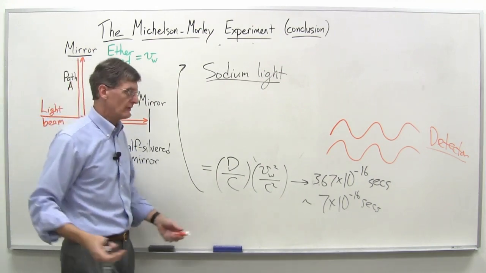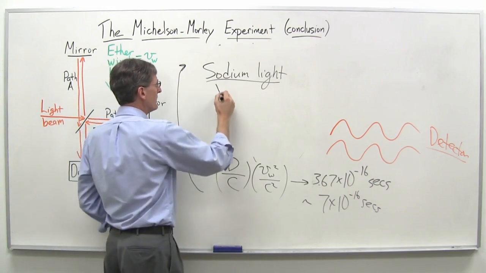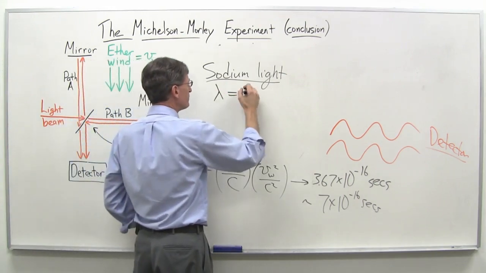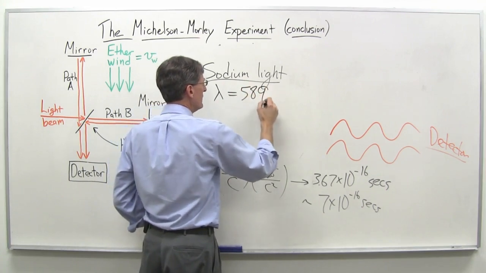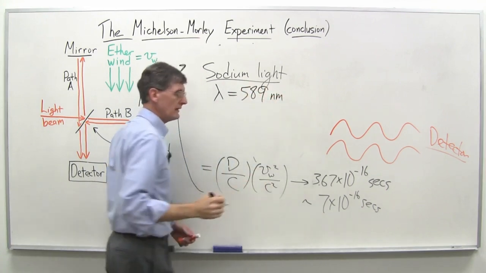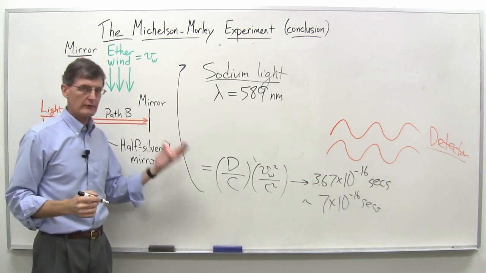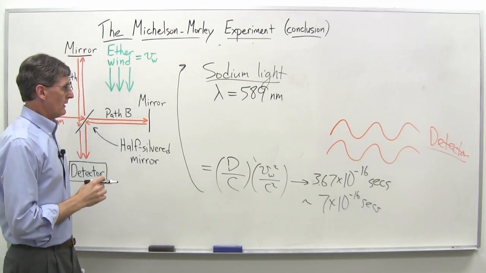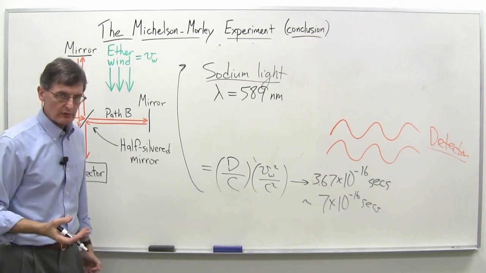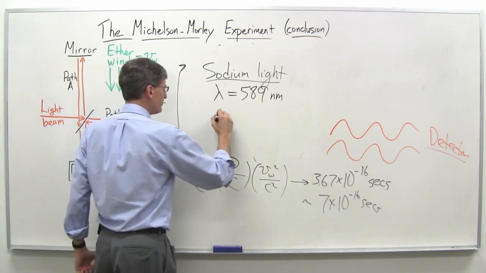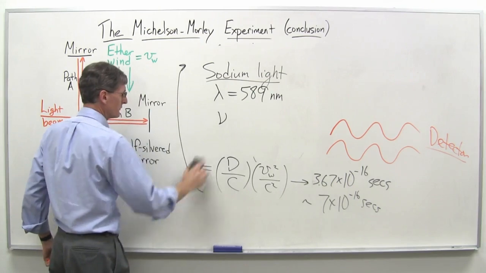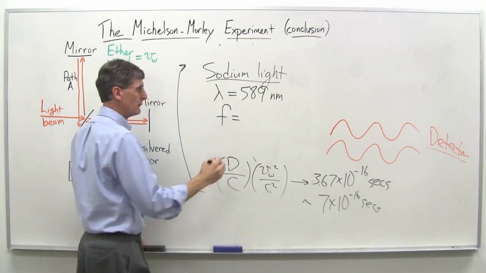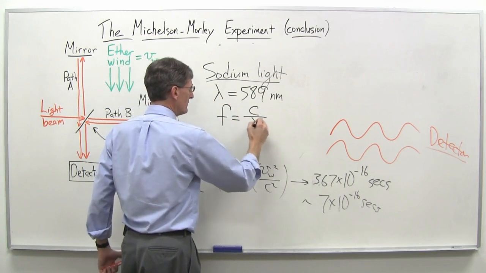And just to give you some numbers here, you don't have to memorize these or anything. But sodium light, remember we used the symbol lambda for wavelength? Sodium light has a wavelength of 589 nanometers, billionths of a meter. So again, very short distance there. And another equation we mentioned when we were talking about light, we used F for frequency. So F, the frequency of light, remember, is c over lambda.